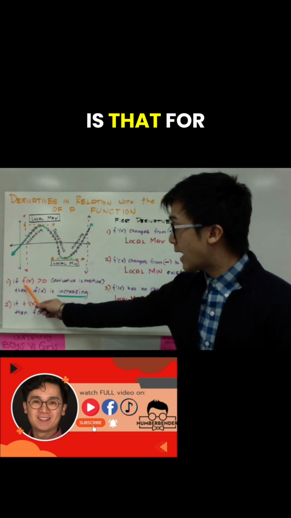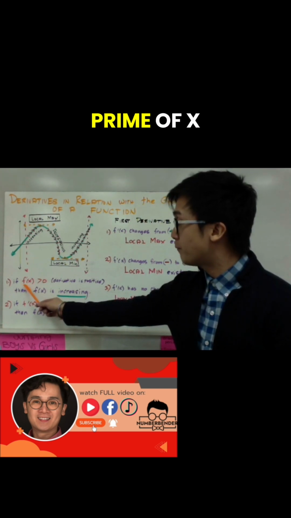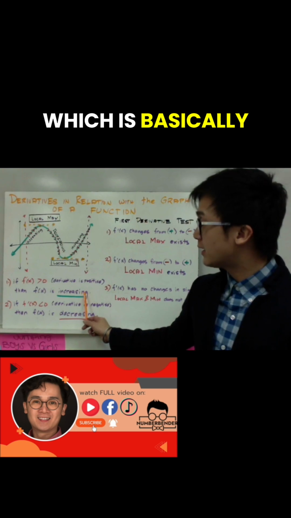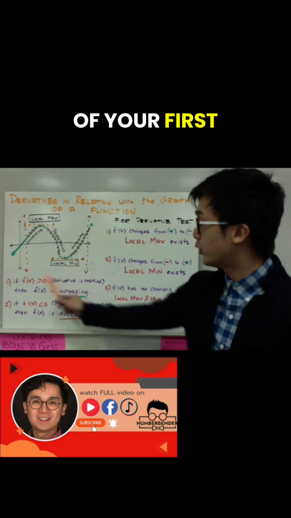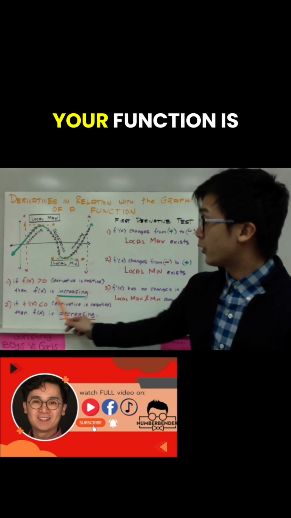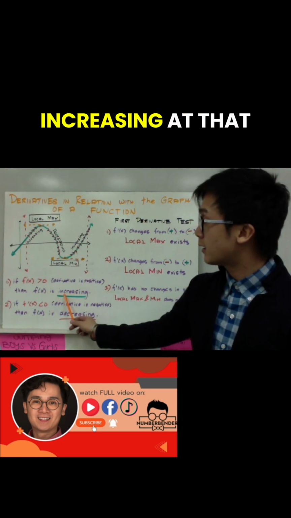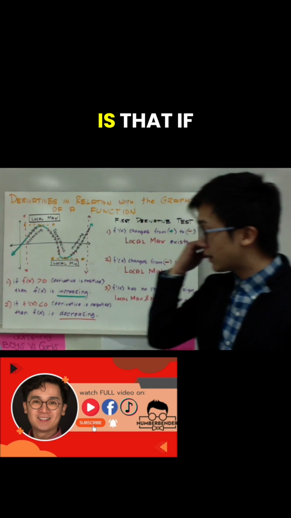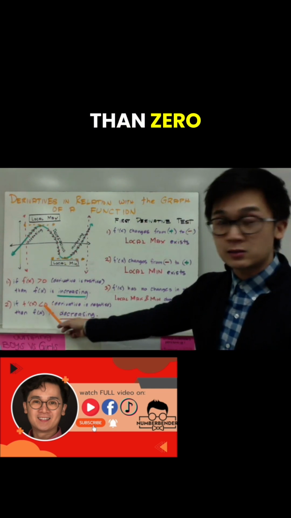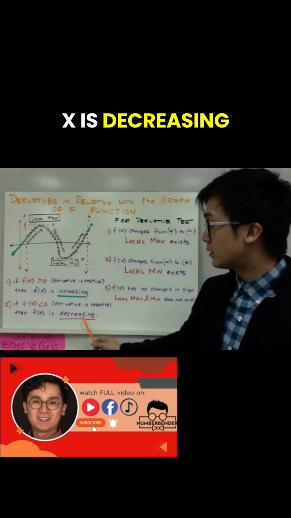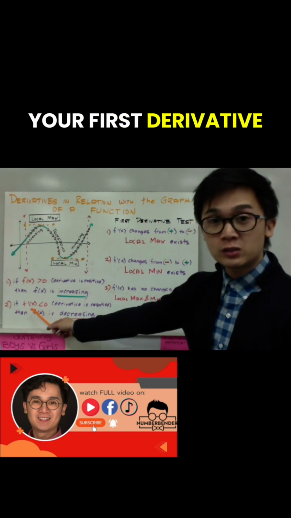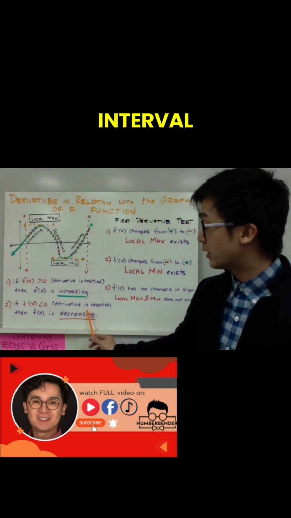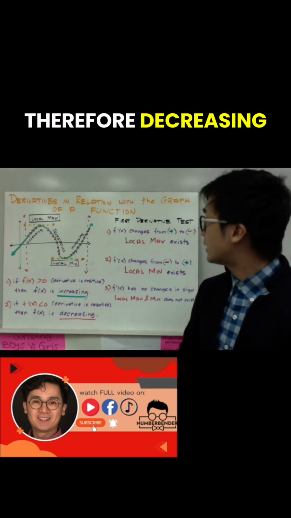For the first derivative, if f prime of x is greater than 0, then f of x is increasing, which tells you that if the value of your first derivative is positive, your function is increasing on that interval. The second condition: if f prime of x is less than 0, then f of x is decreasing, which means when your first derivative has a negative value when you plug in a value on that interval, the function is decreasing.